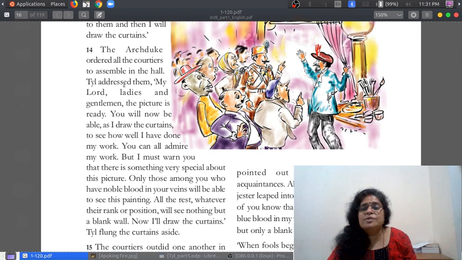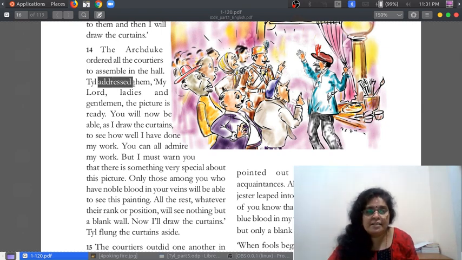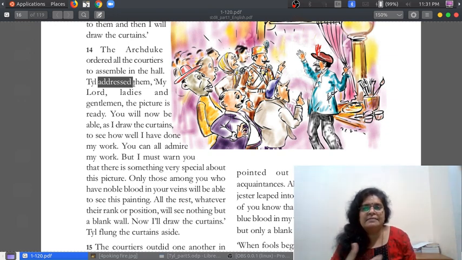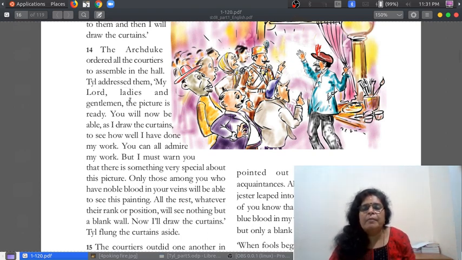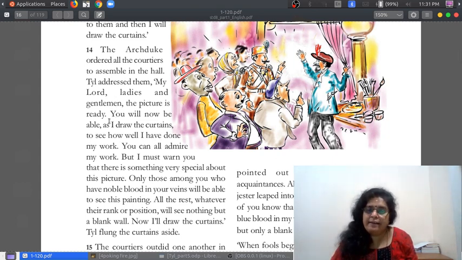Till addressed them. What do you mean by addressed? Address means speak to someone. Address in the letter. Don't you remember? Address in the letter. Here address means speak to someone. Till addressed them. My lord, ladies and gentlemen, the picture is ready.